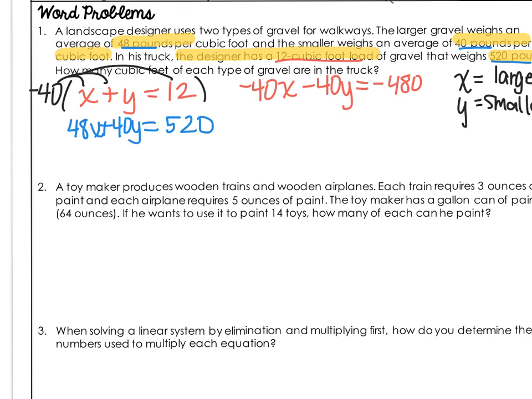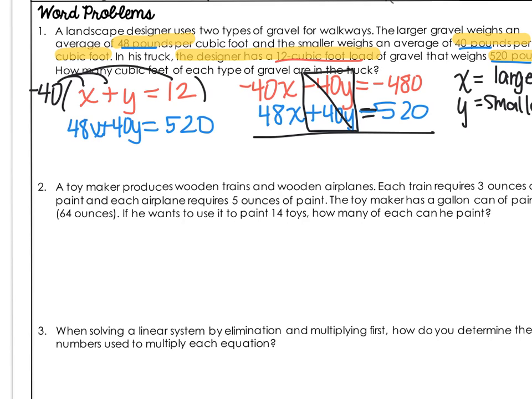I'm going to line up my second, 48x plus 40y equals 520. Okay, so my negative 40y and my positive 40y are going to eliminate. So now I can just combine like terms. Negative 40x and 48x is 8x. And negative 480 and positive 520 gives me 40.